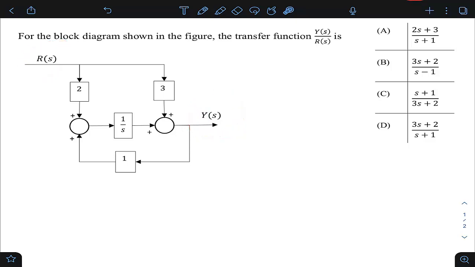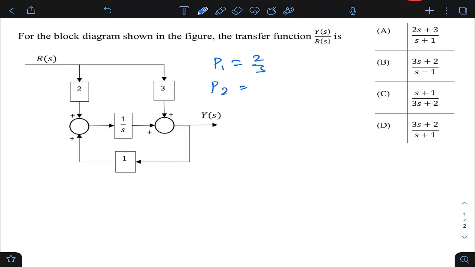So students, directly we can think of the Mason gain formula. Although it looks like a block diagram, in your mind you can easily think how the signal flow graph of this will look. So how many forward paths are there? P1, if I say, this is one path, so the gain is 2 into 1 by s, which is 2 by s.